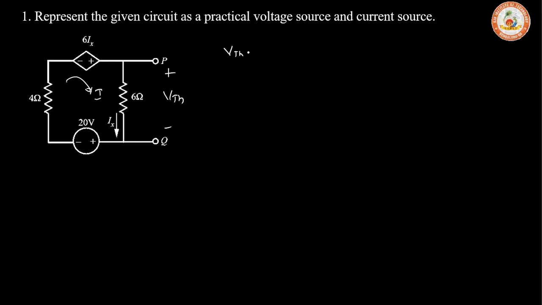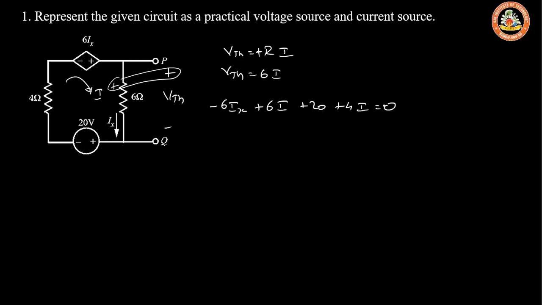By mesh, V is equal to R into I. According to this current direction, we'll have plus and minus here, and it matches with your VTH. Thus VTH is equal to positive R into I, where R is 6 and I is what we must find. So by mesh it is minus 6 into Ix plus 6 into I plus 20 plus 4 into I is equal to 0.